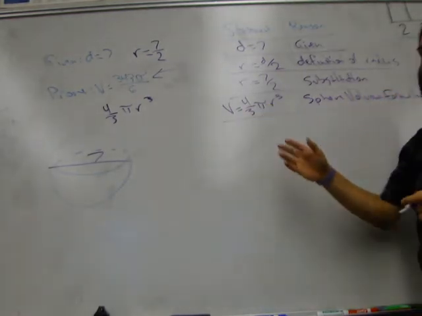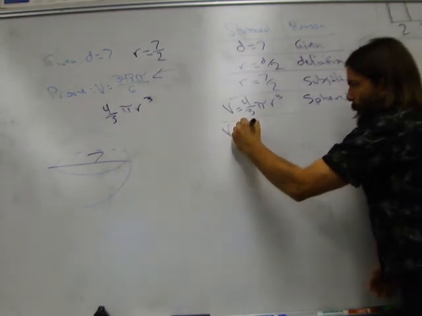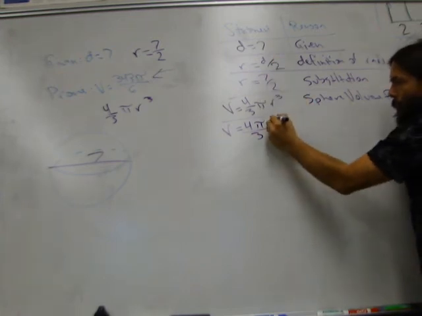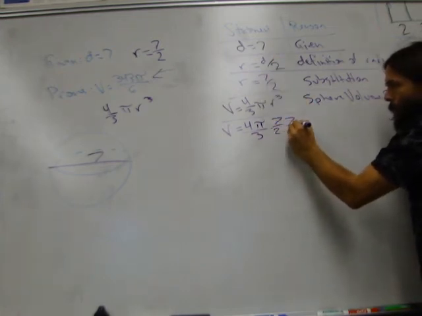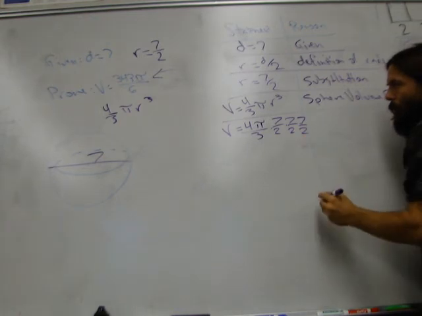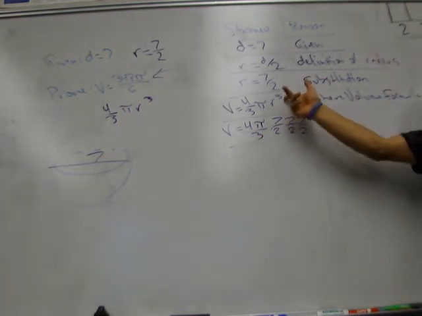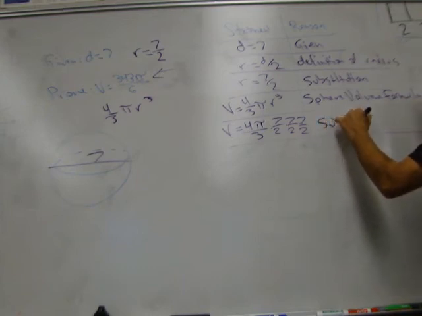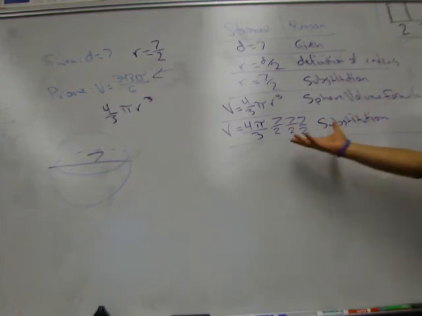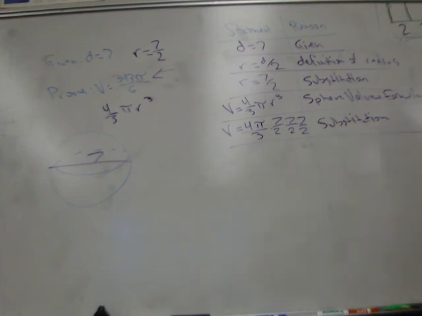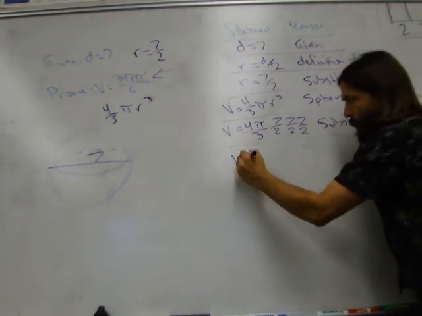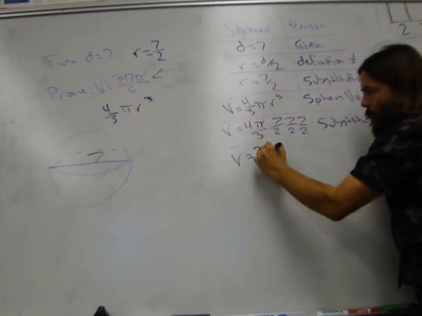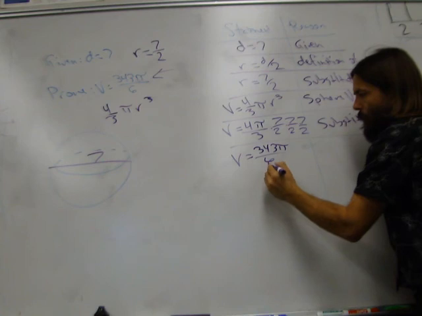All right, so now it's just a plug-in. V equals 4 pi over 3 times the radius to the third, so I just wrote 7 over 2 times 7 over 2 times 7 over 2. What did I do to turn this into this? Substitution. And then I do all my math, combine, reduce, and so on. I end up saying the volume equals, that cancels, I get 343 pi over 6.